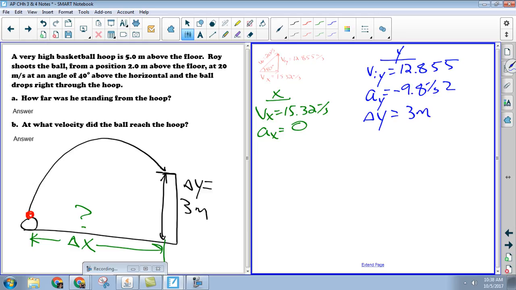Do I know the time? No. Do I know the VFY? No. What I do know is, I don't know my VFY, and I don't know my time. What I do know is if I can find this time, that will correspond to, over here, these two times are the same, right? Yep. Make sense? All right, so any questions? That's the hard part of these problems.